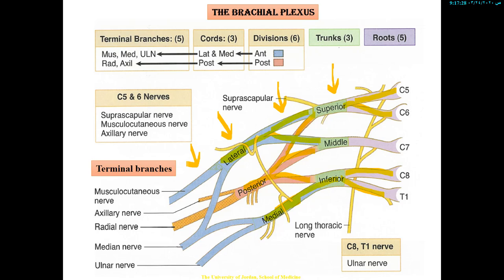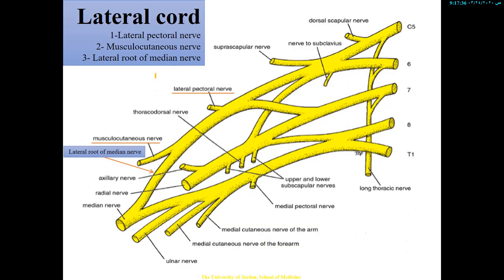Now we shall talk about the terminal branches. For me, what matters is the branches. Let's talk about the terminal branches from the lateral cord. These are the 2L1M branches, and they are easy to memorize. The first one from the lateral cord is the lateral pectoral nerve. We talked about this nerve. It supplies the pectoralis major muscle. Then from the lateral cord, we get the most important terminal branch here, the musculocutaneous nerve. And finally, the lateral cord gives the lateral root of the median nerve. We're going to talk about this very important nerve.